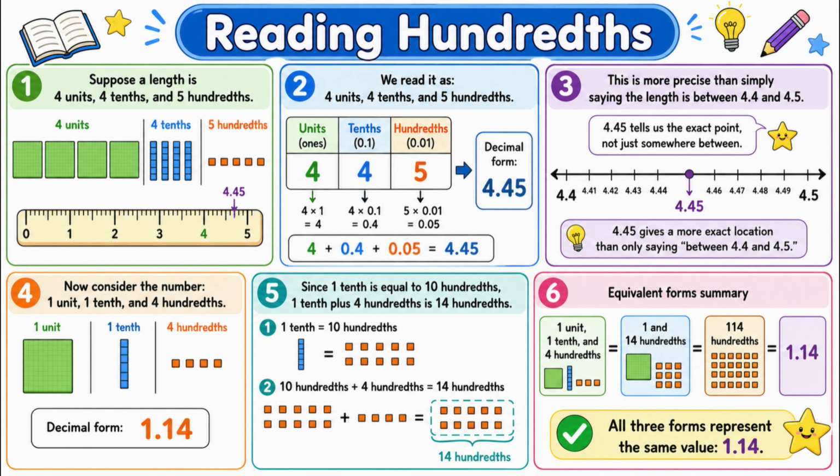Now consider the number 1 unit, 1/10, and 4 hundredths. Since 1/10 is equal to 10 hundredths, 1/10 plus 4 hundredths is 14 hundredths. So, 1 unit, 1/10, and 4 hundredths is the same as 1 and 14 hundredths. It is also the same as 114 hundredths. All three forms represent the same value, 1.14.